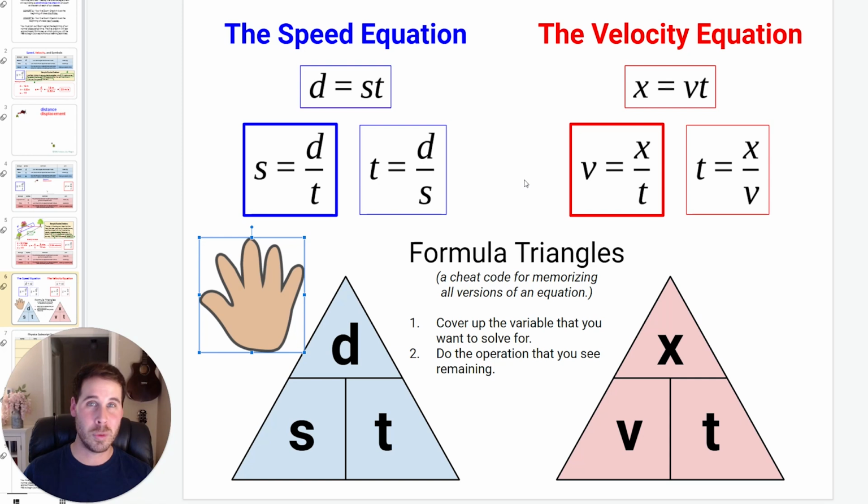Now, in the real world, would a scientist or engineer or someone who's really experienced with physics, would they use one of these formula triangles when they're doing a problem? Probably not. They would probably just remember the original version of the equation, and then they would use math or algebra to rearrange the formula into whatever version they need. But because we're new at this, and for the time being, you can feel free to use these formula triangles as your legal cheat code for the time being.